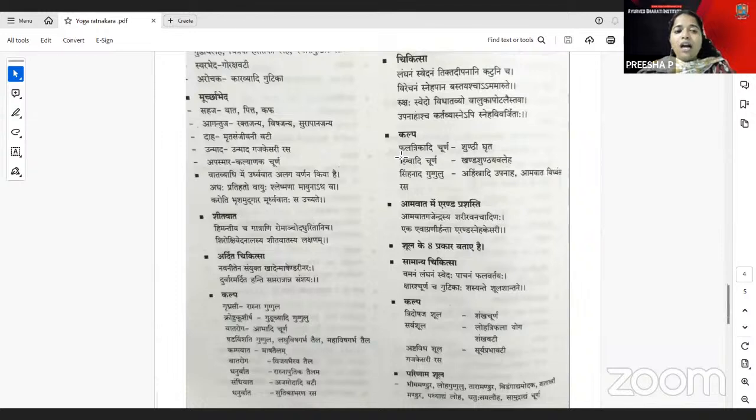You have the Murcha Bheda, like for the Daha, it is Mrita Sanjeevani Mati, and for the Unmada, it is Unmada Gajakesari Rasa, and for the Agantuja, it is Raktajanya, Vishajanya, and Surapanajanya.